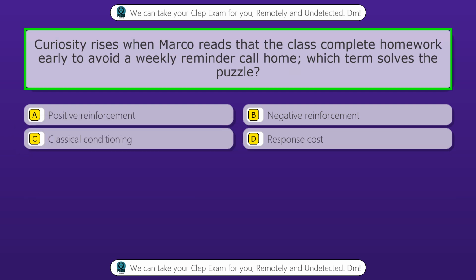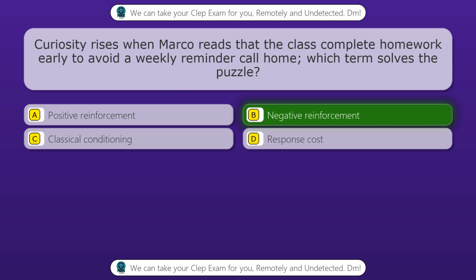Question 3. Curiosity rises when Marco reads that the class completes homework early to avoid a weekly reminder call home. Which term solves the puzzle? Option A, positive reinforcement. Option B, negative reinforcement. Option C, classical conditioning. Option D, response cost. The correct answer is option B, negative reinforcement.